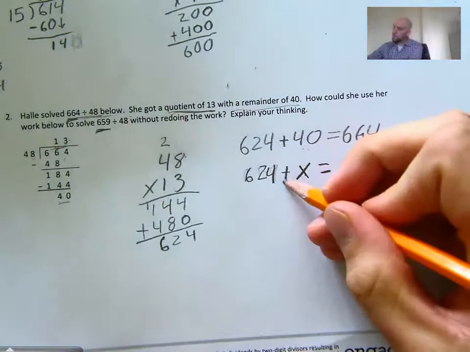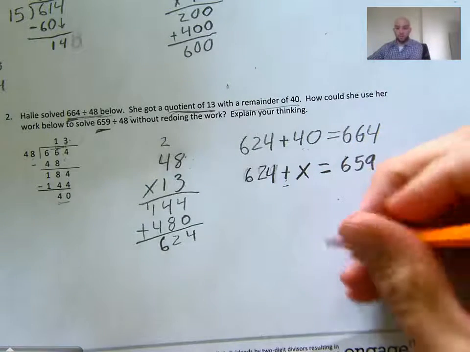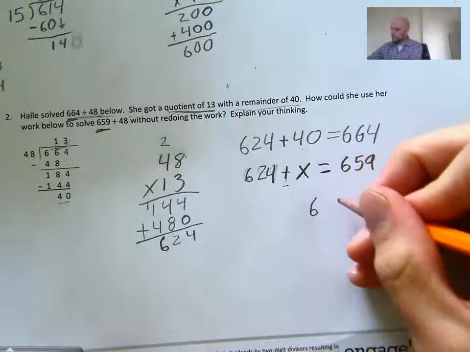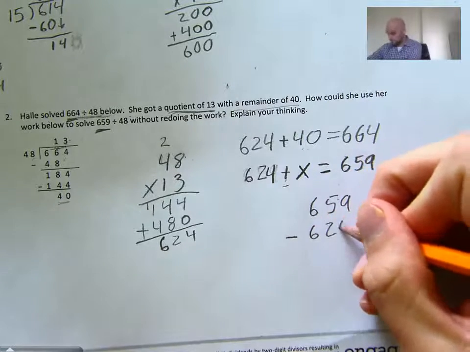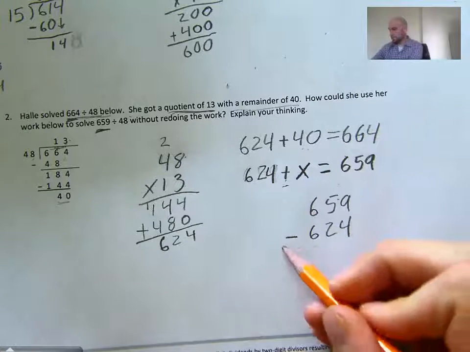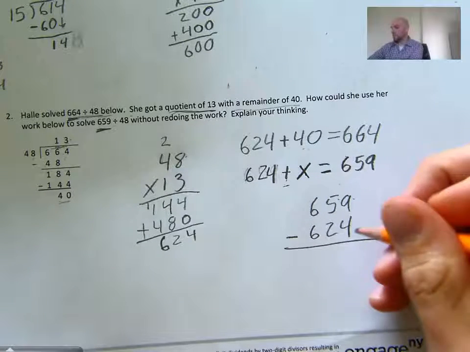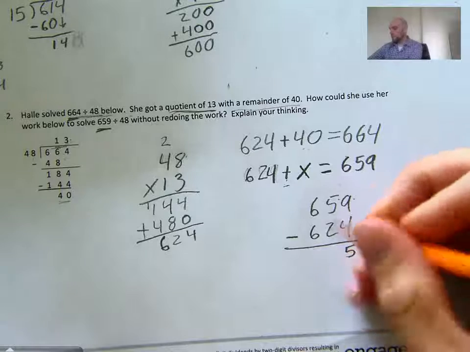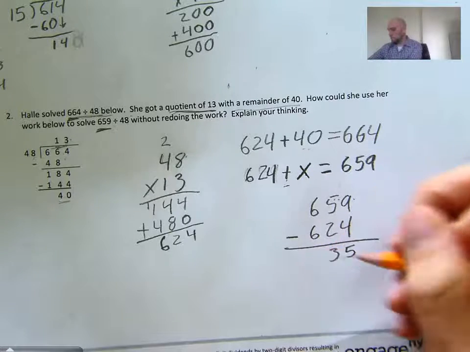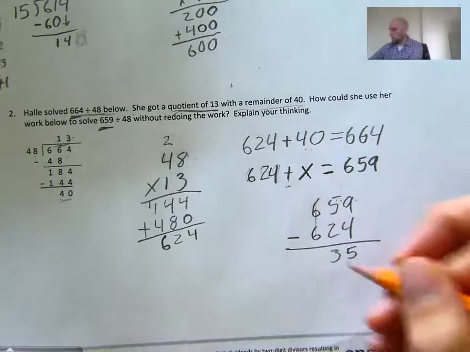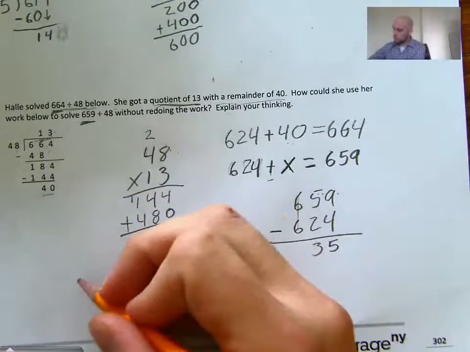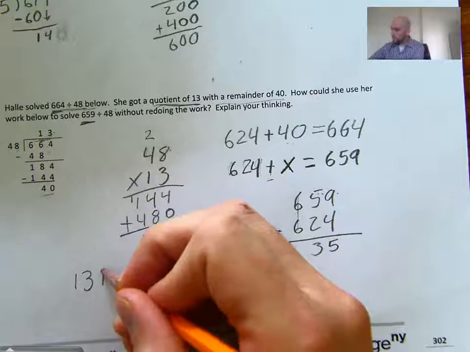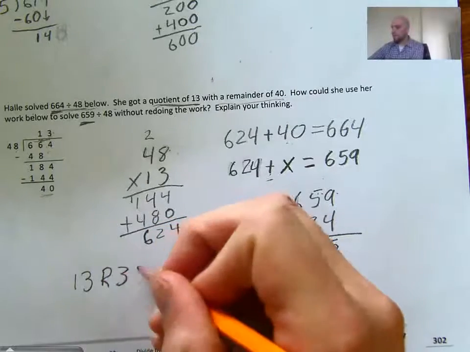Well, the inverse of addition is subtraction. So we'll do 659 minus 624, and we can find x. 9 minus 4 is 5. 5 minus 2 is 3. Let's cancel, and we get 35. So it's going to be 13 remainder 35.